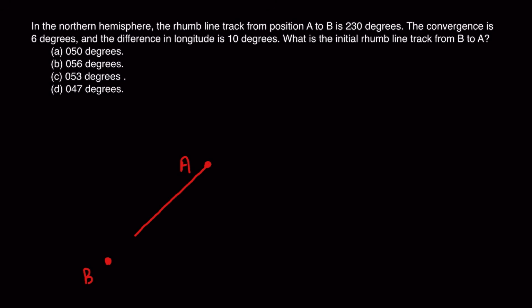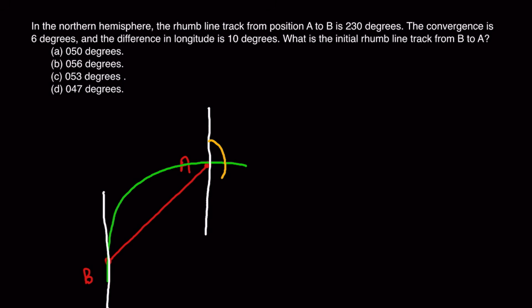Okay, so A to B, let's draw the Rhumb line track. And we are in the northern hemisphere. So the great circle track will look somewhat like this. Let's draw the longitudes. A, B. What information do I have? I know that the Rhumb line track from A to B is 230. So this angle is 230. If I draw the arrows, they will be from A to B. Okay. What do I need to know? The initial Rhumb line track from B to A. So I need to know this magenta angle, the B to A Rhumb line track.